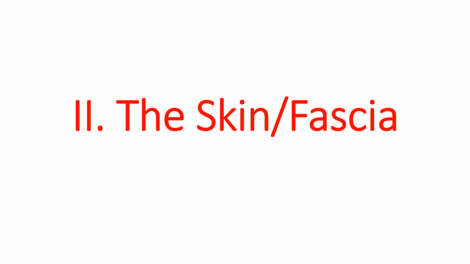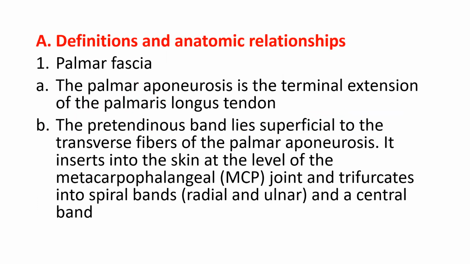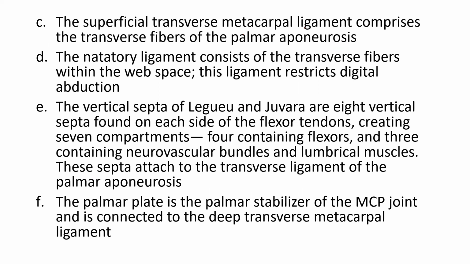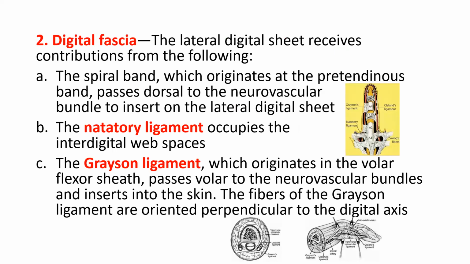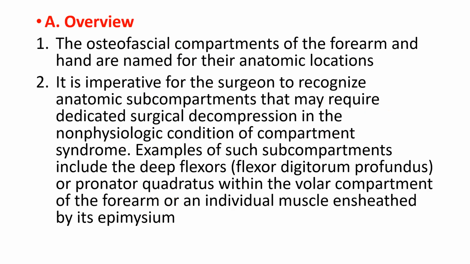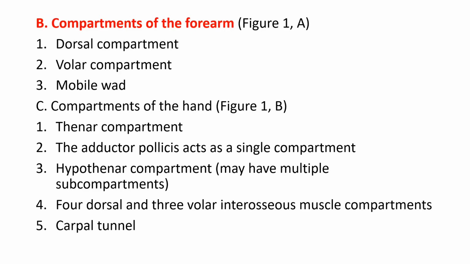The skin fascia, I will not go on this. You have to look this up. You should know the tendon. You have to know about Cleland's ligaments, Grayson's ligaments, the natatory ligaments, because we do ask about that. The compartments of the forearm, you do need to know them. You should know that there are 3 compartments and where they are located, and which muscles they bound.